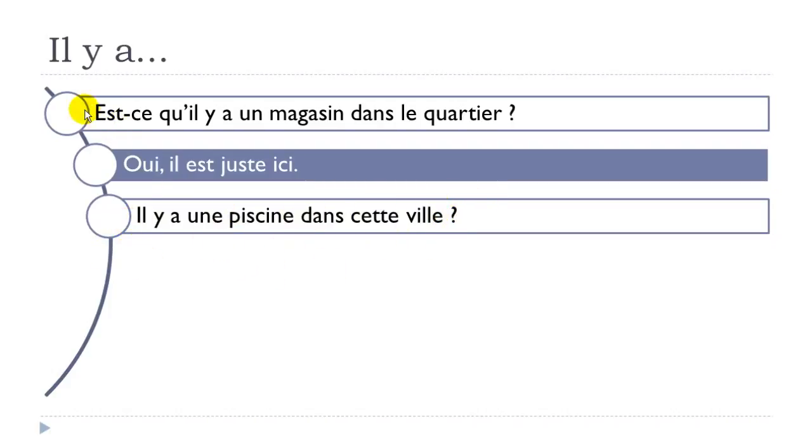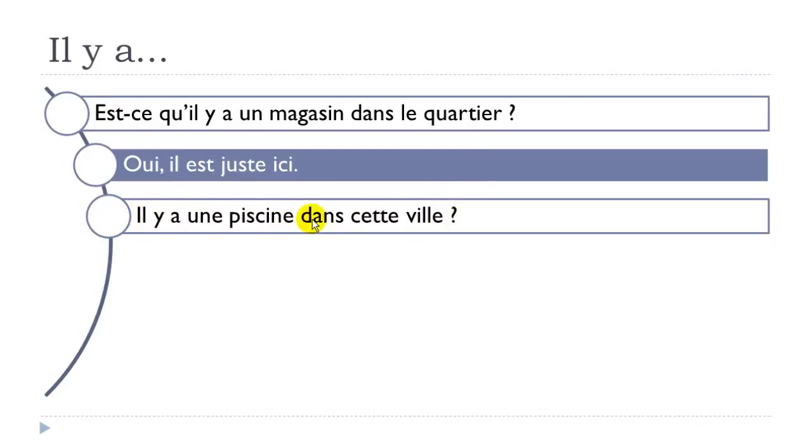So you can see that in the first example, I've been using this est-ce que. You remember we saw that previously, that you can add if you want to ask a question, okay? Or then it's possible here just to keep the same order. There is, il y a, okay? Une piscine, a swimming pool, dans cette ville, in this town, okay? But then don't forget to raise your voice at the end because it's a question.